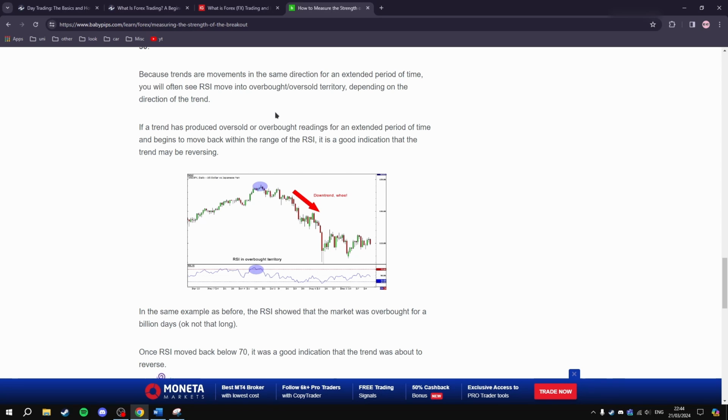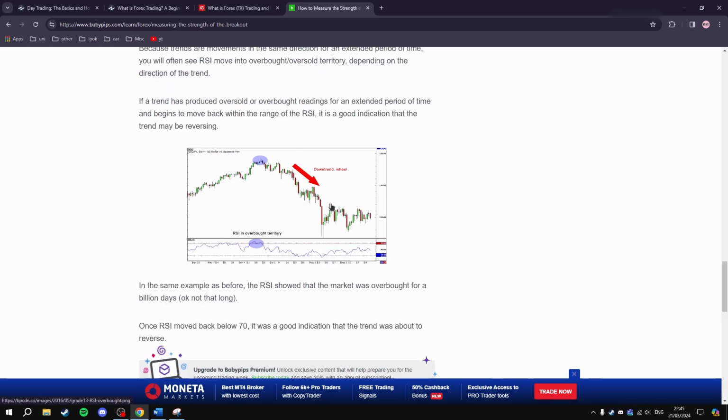Because trends are movements in the same direction for an extended amount of time, you'll often see RSI move into the overbought or oversold territory depending on the direction of the trend. If a trend has produced overbought or oversold readings for an extended period of time and begins to move back within the range of the RSI, it is a good indication that the trend may be reversing.